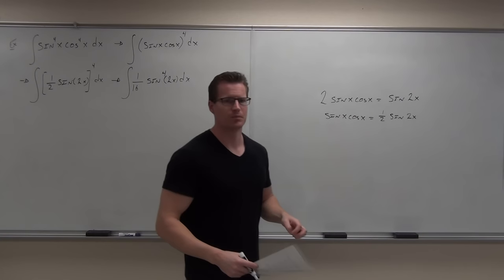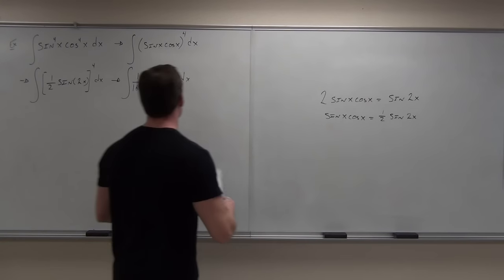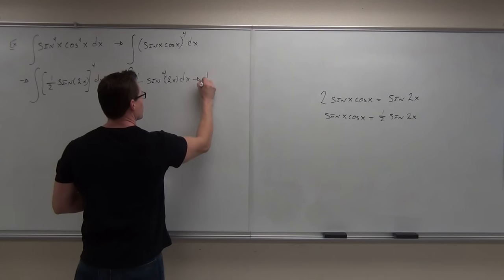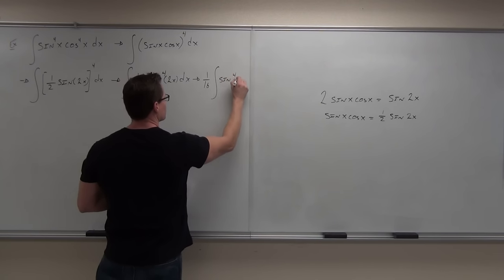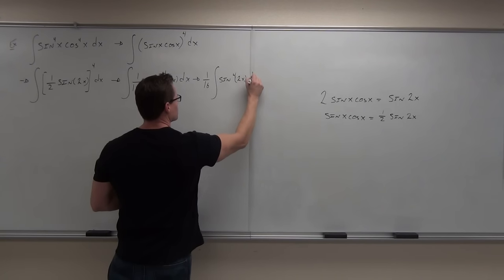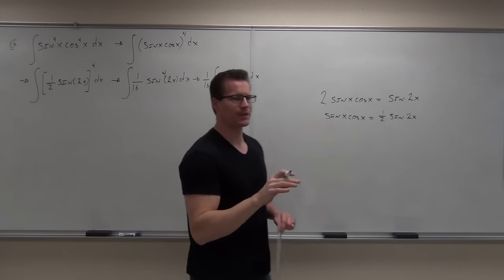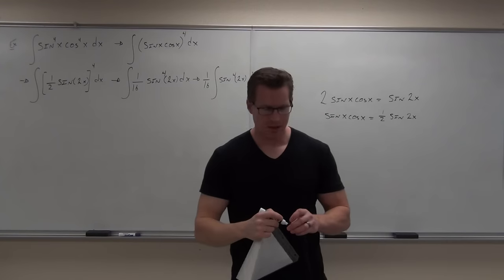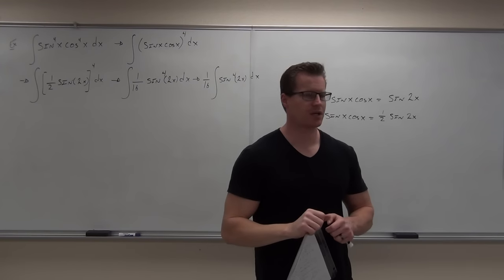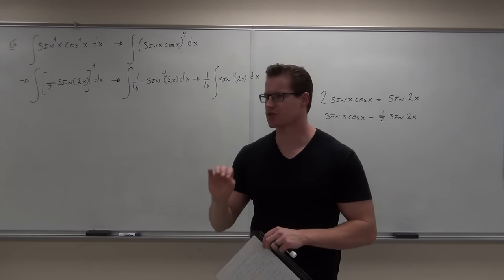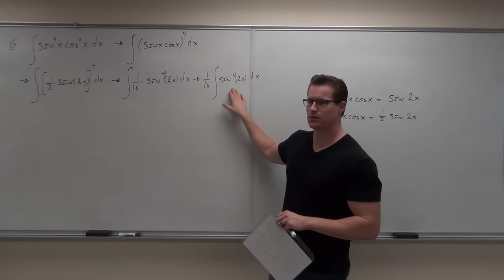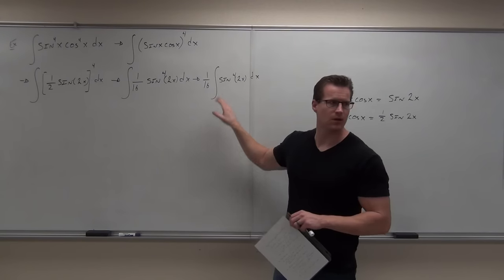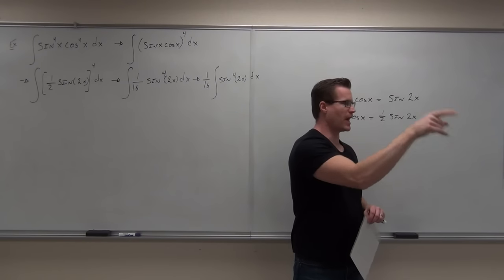What's the next thing I'm going to do? Move on to that constant. 1/16 integral sine to the 4th 2x dx. Now, stop for a second. If you were so inclined, thinking about what I taught you back in the last section, what could you use here? Reduction. You could use the reduction formula. It would absolutely work right now.